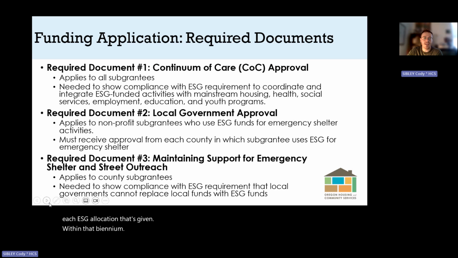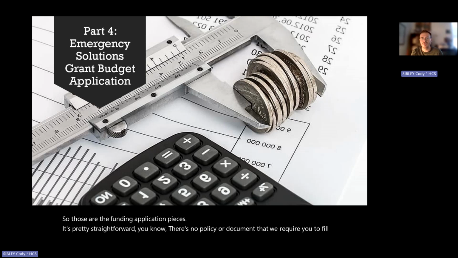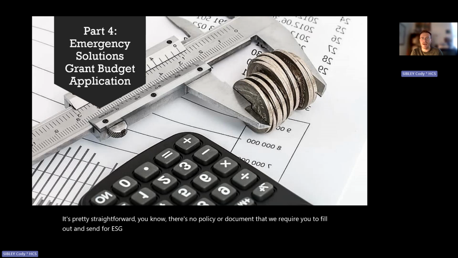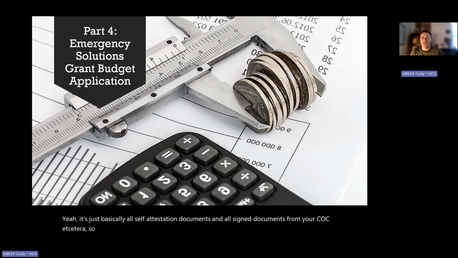So those are the funding application pieces. It's pretty straightforward, there's no policy or document that we require you to fill out and send for ESG approval. It's just basically all self-attestation documents and signed documents from your COC, etc. So that's the funding application.